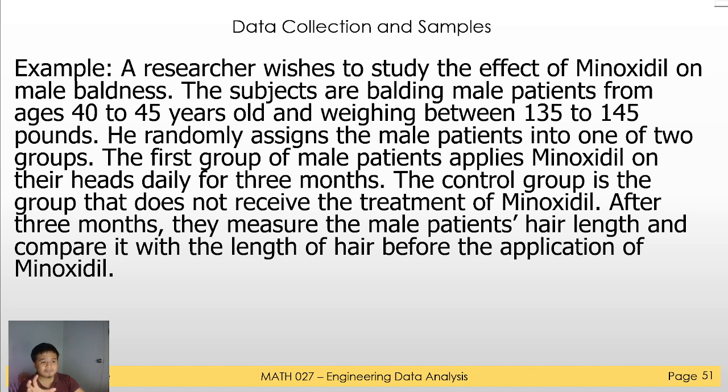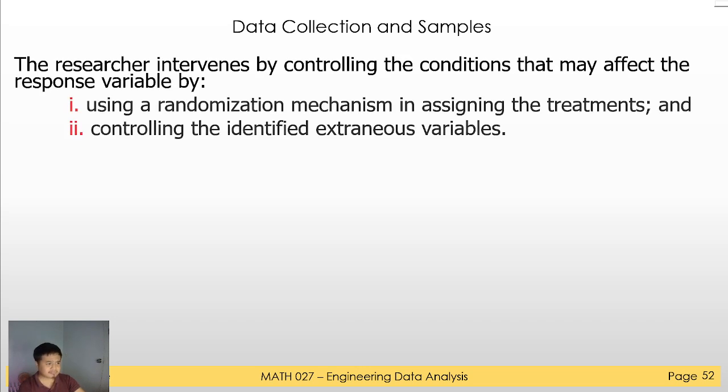to see if possibly there is a correlation that suggests the effect of this ointment on the growth of hair of the patients. Now, again, recalling this, there are extraneous variables that could affect this experiment, and usually one way to eliminate that effect is the use of randomization.